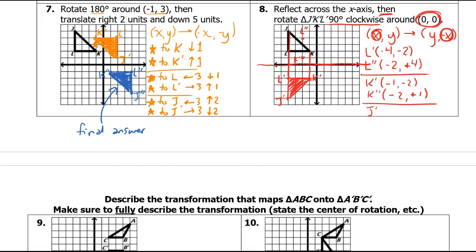And J prime. On the red triangle, J prime is at negative 4, comma negative 5. So once again, I'm going to swap the x and the y, and the old x, the new y. I'm going to change signs, so a negative becomes a positive. So negative 5, comma positive 4. That is my J double prime. So here, once again, I'll do my final answer in blue.